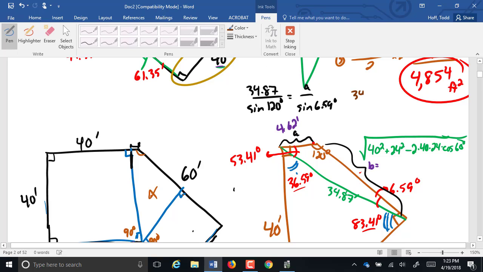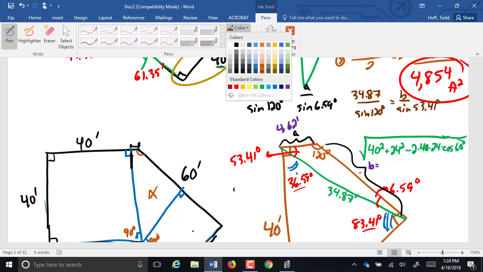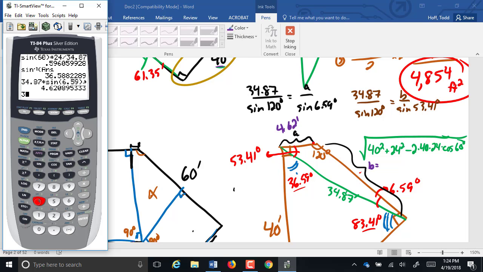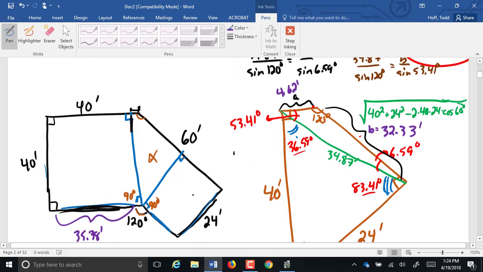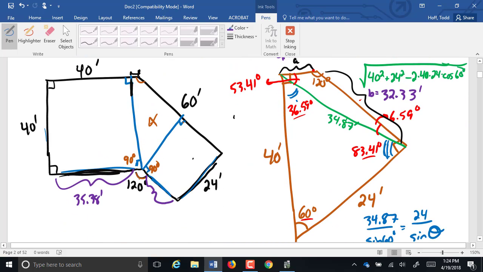Next to find, we'll call this B over here. That would be the 34.87 over the sine of 120 equals B over the sine of 53.41 degrees. So we cross multiply and divide that one. 34.87 times sine 53.41 divided by the sine of 120. 32.33 feet. So now that means if that's 32.33, that means this dimension here is 27.67 feet.